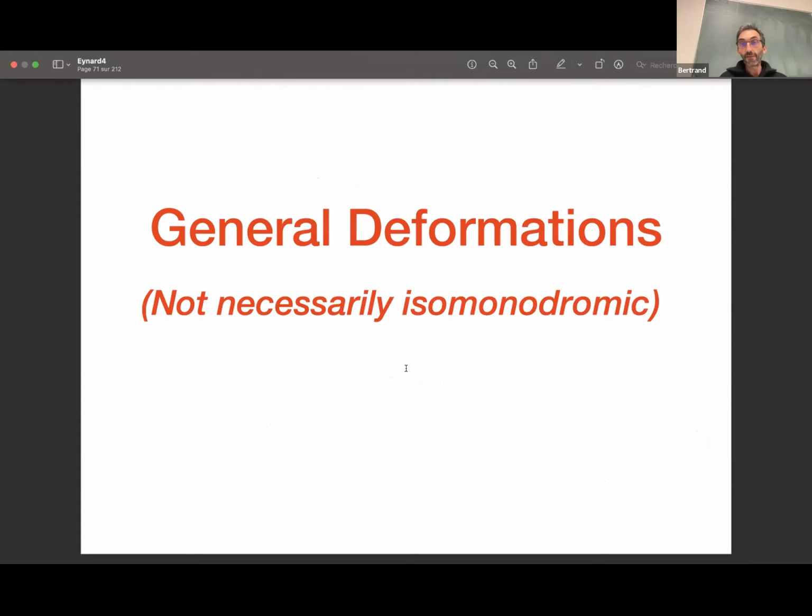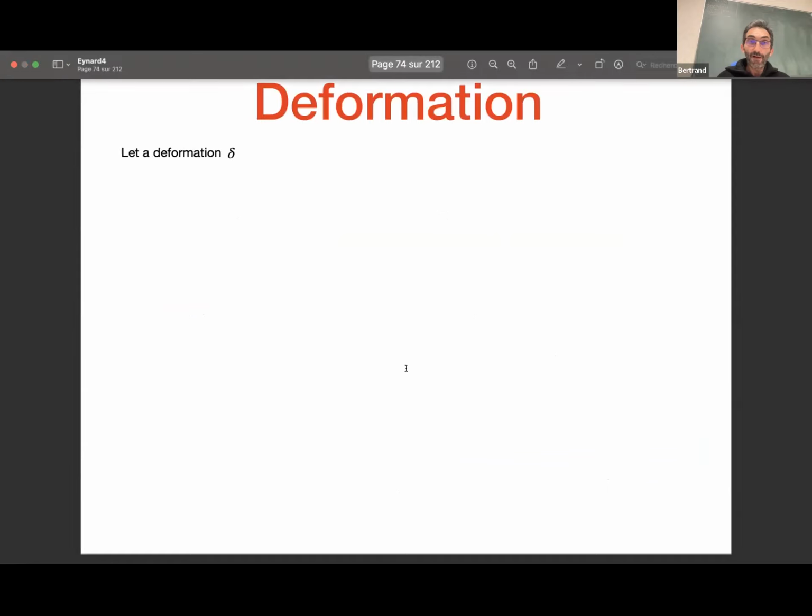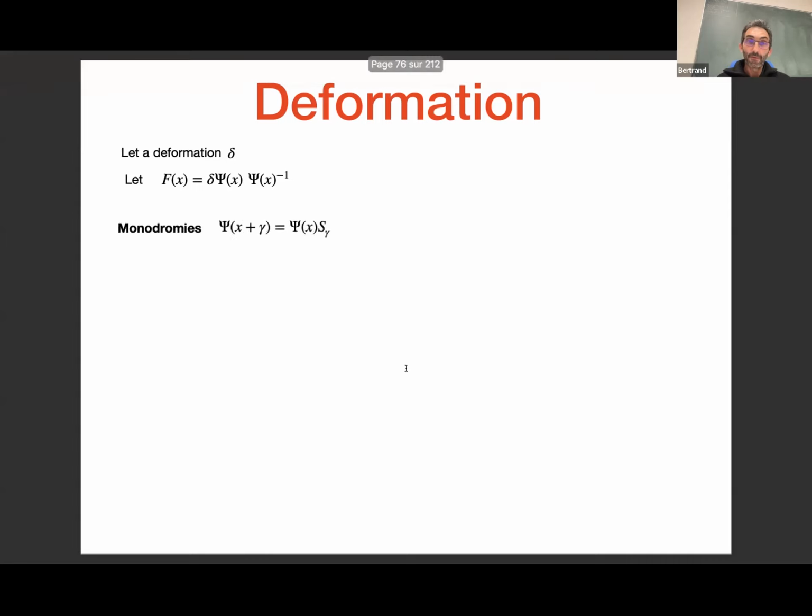Now let's look at general deformations, not only isomonodromic. Let's look at any deformation. For that, let delta be a deformation, and let's start by looking at the deformation of a flat section, so delta psi. Let me define delta psi times psi inverse, and call it f of x. Our goal will be to compute it now.